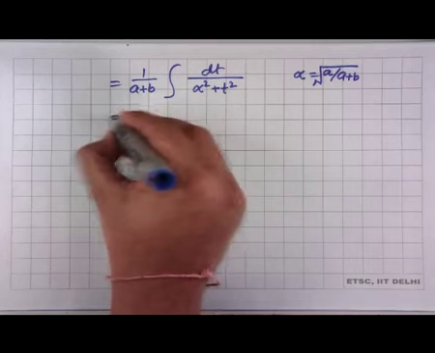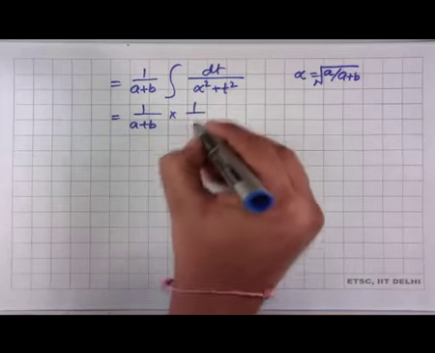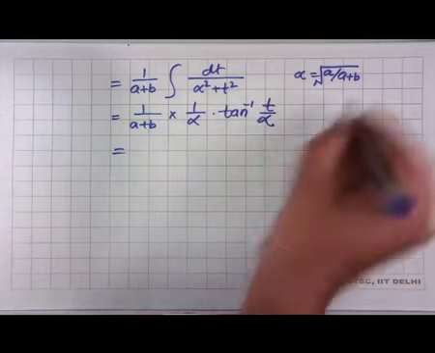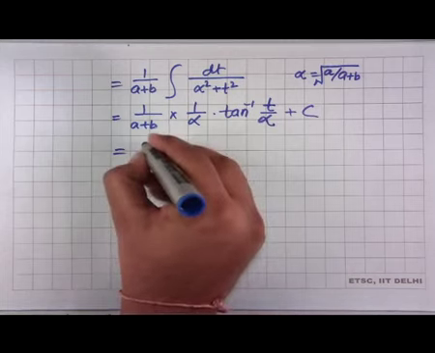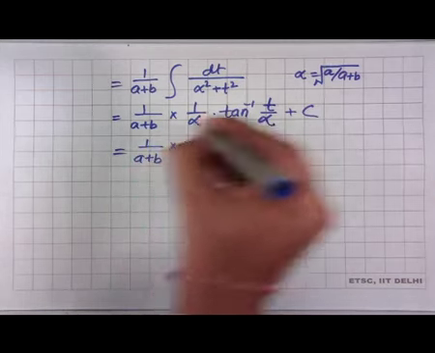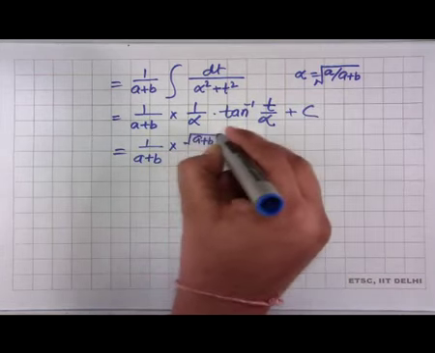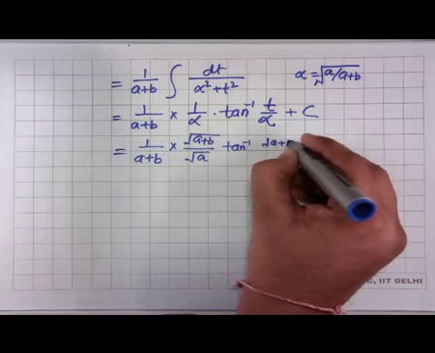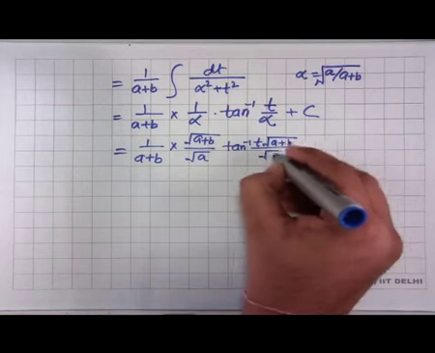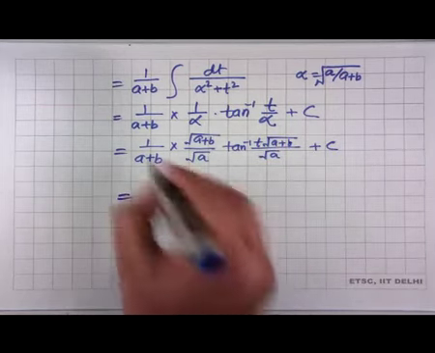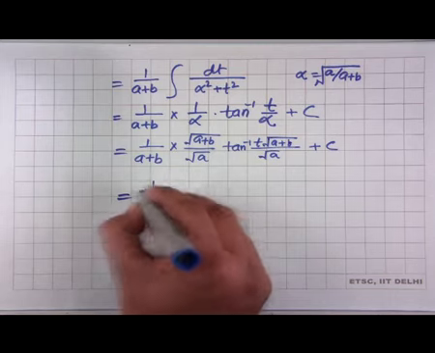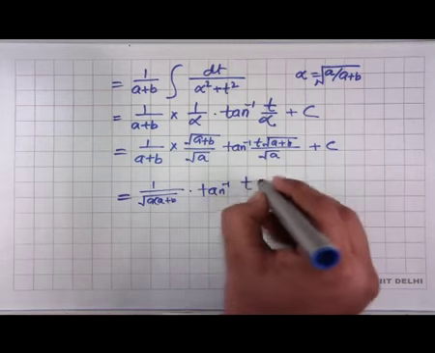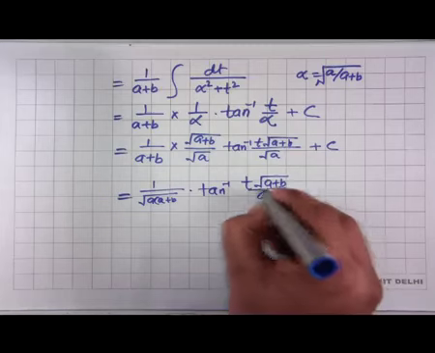So I can use the formula here, so that it will become 1 by a plus b, times 1 by alpha, tan inverse t by alpha, plus constant. After this small substitution, 1 by alpha will become square root of a plus b divided by square root of a, so we get tan inverse of square root of a plus b times t divided by square root of a, plus constant. Finally, after a little simplification you can write it as 1 by square root of a into a plus b, into tan inverse of t root of a plus b over root a, plus constant.